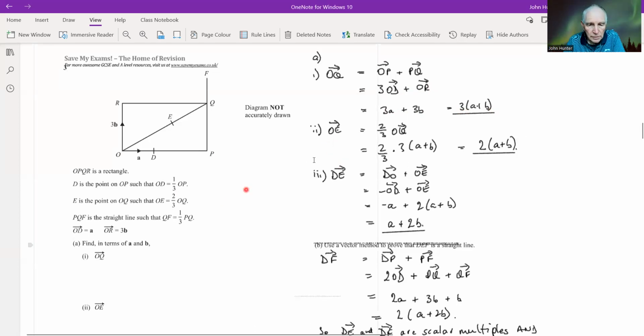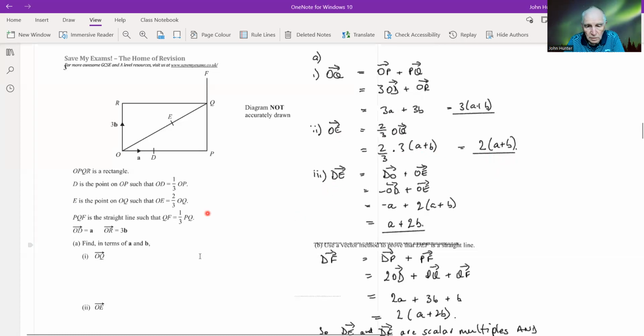OE is the next one we have to find. That's down here. OE, well, E is a point on OQ such that OE equals 2/3 of OQ. Right, okay, that's a point on the line. So obviously OE and OQ have the same direction. So OE equals 2/3 of OQ. And we know OQ from part 1 of A to be 3 into A plus B. So therefore, we can just calculate that as 2 into A plus B.